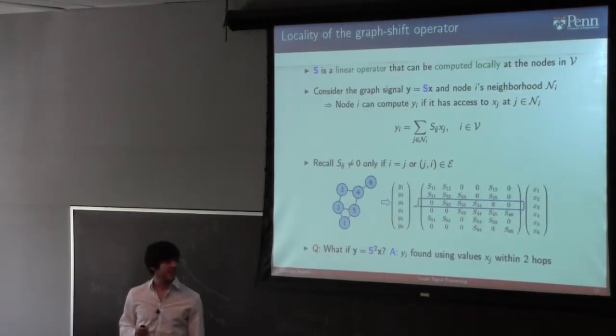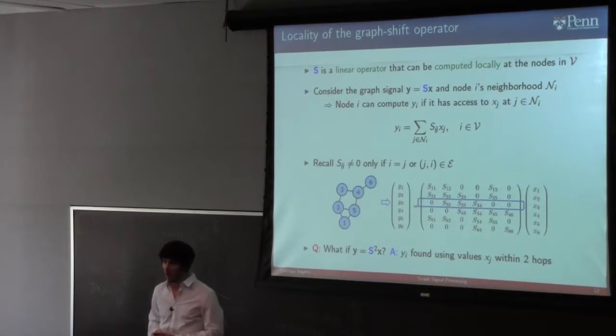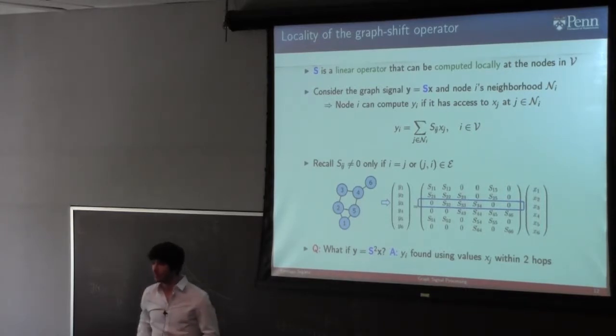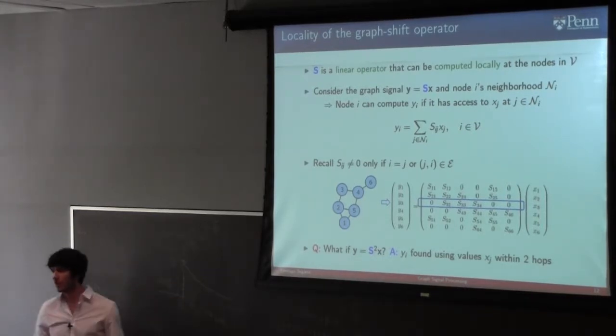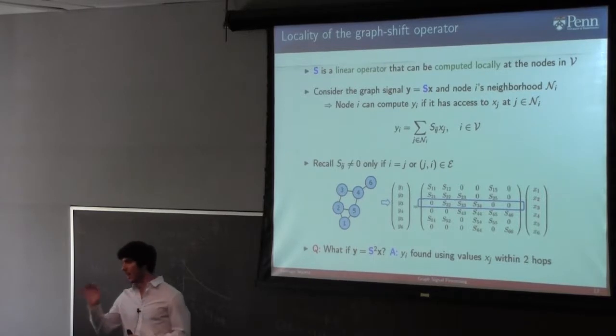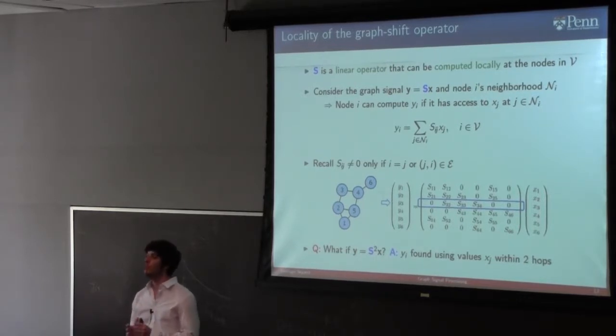Okay, notice that S is a linear operator. Yes? So the shift operator, that's something additional that you have to supply with the graph. You cannot read it from the graph. That depends on your problem, whether it will be given, or we have to infer it or something, but it is an additional element.